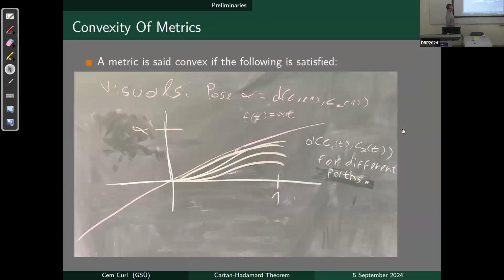A metric is set convex if the following is satisfied. Given any two geodesics between 2 points. So perhaps drawing this might be more useful. Given 2 points x and y and some number of geodesics. Okay, I'll draw here. Given 2 points, x and y, and any number of geodesics between them, you want to be able to do the following. Sorry, I made a mistake. Given 2 points, y1 and y2, and given geodesics from x to y1 and x to y2.